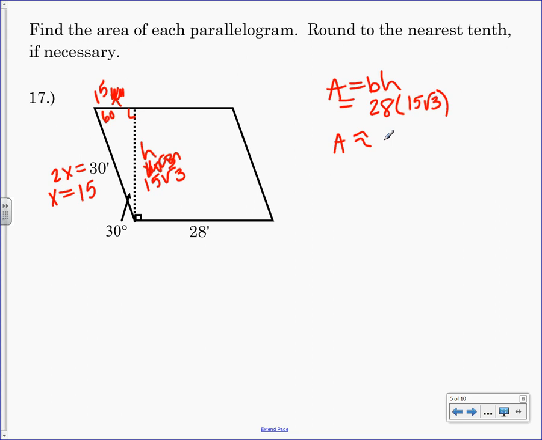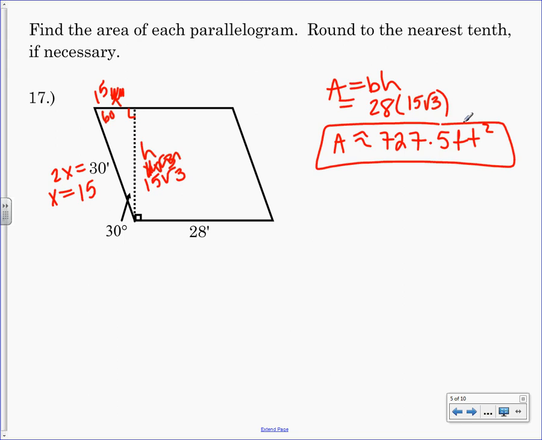What do we get? Feet squared. 727.5 feet squared. Anyone not getting that and need help? Are we okay?